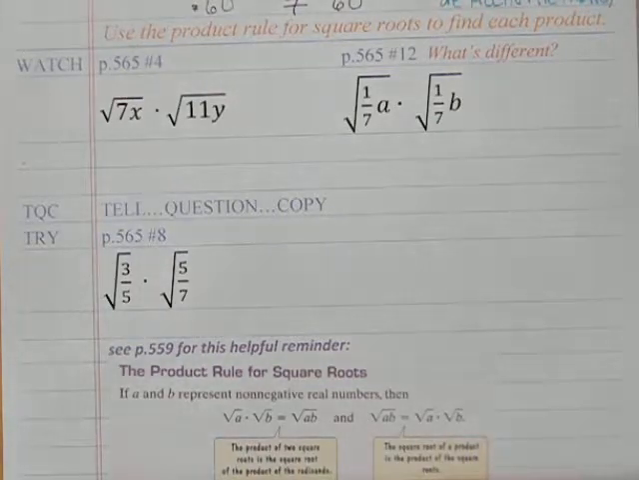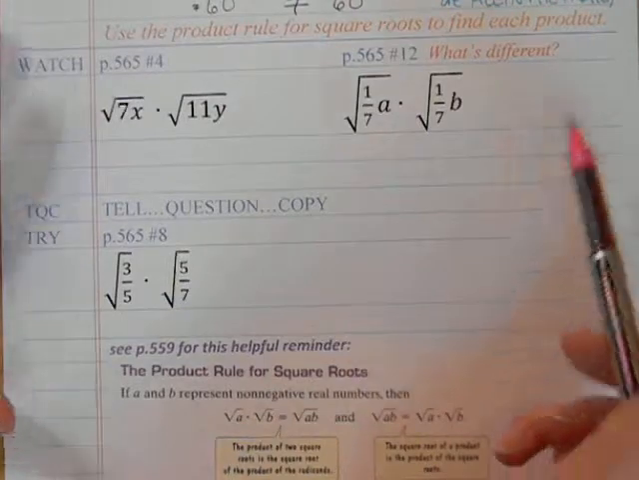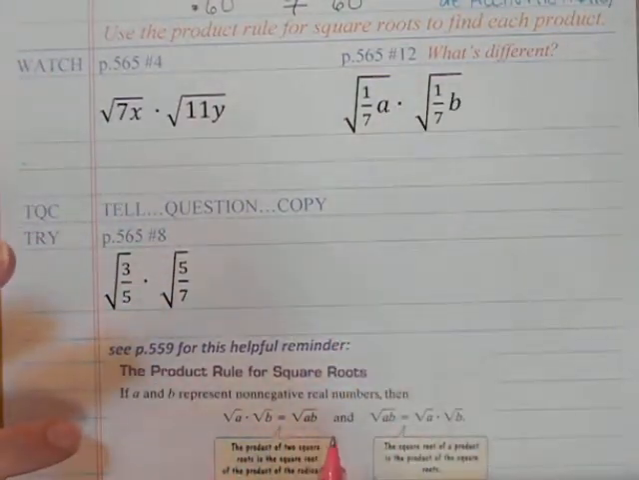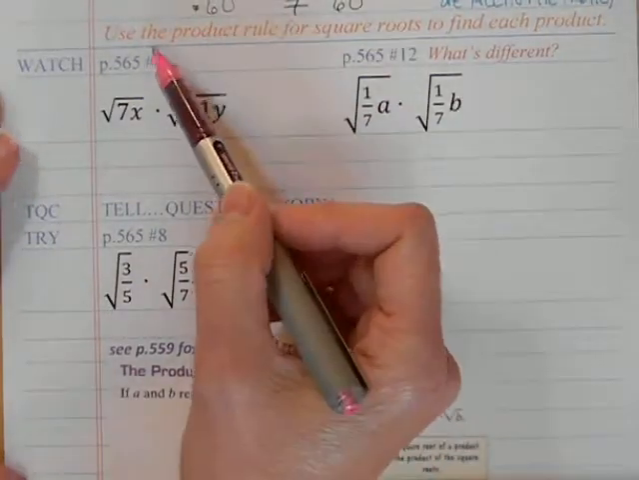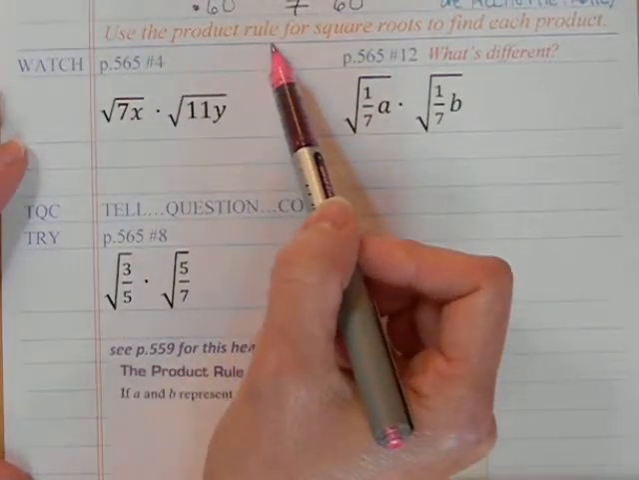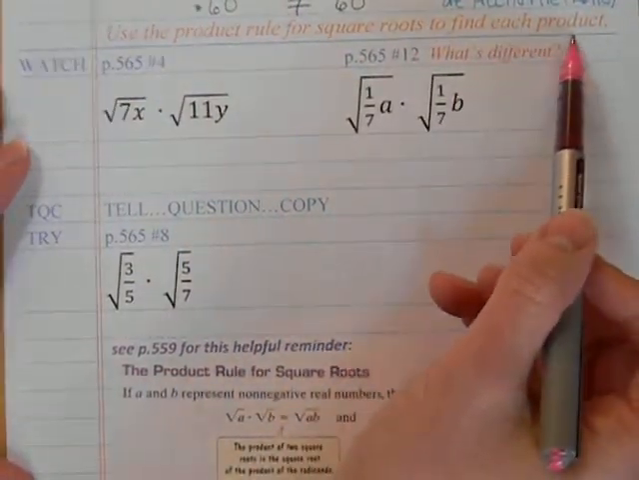So here we are in the middle of page 1, and there's a little book reminder at the bottom. We'll adjust the camera there at the end. And here's the instructions. Use the product rule for square roots to find each product.